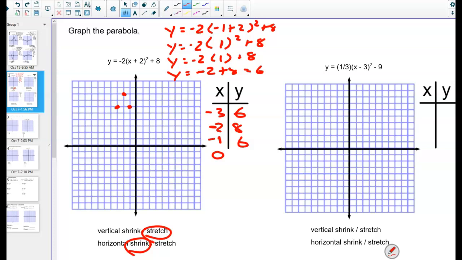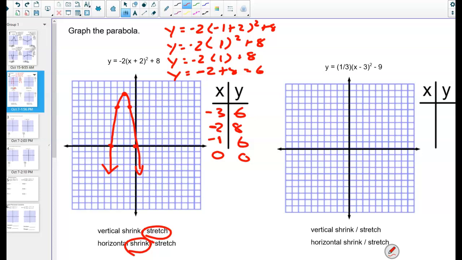Negative 1 to 0. 0 plus 2 is 2. 2 squared is 4. 4 times negative 2 is negative 8. And negative 8 plus 8 is 0. So 0, 0 is also a point. And therefore negative 4, 0 is a point. This sometimes helps people with their curve. Okay, I cannot stress that enough though. When you have a parenthesis squared, your graph is a parabola. It has to be curved.